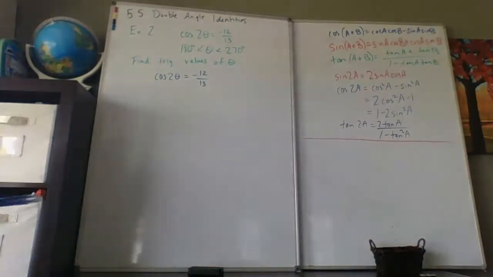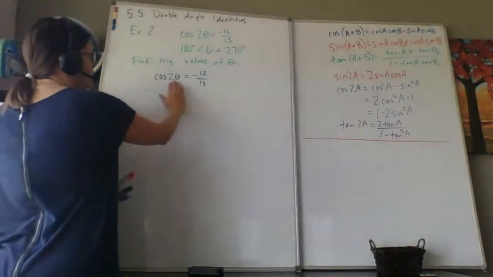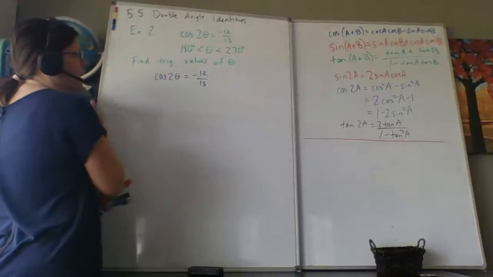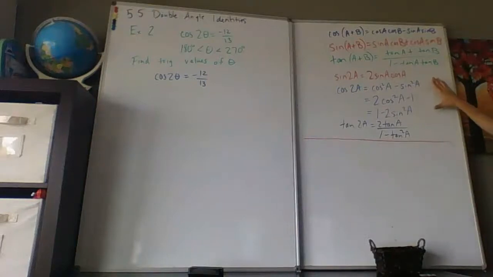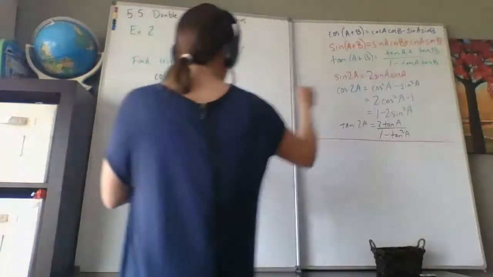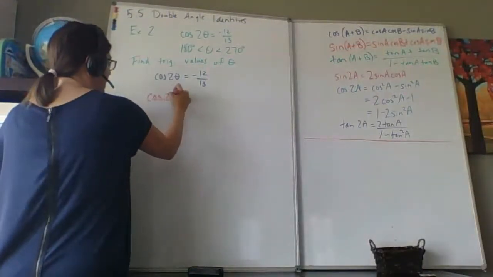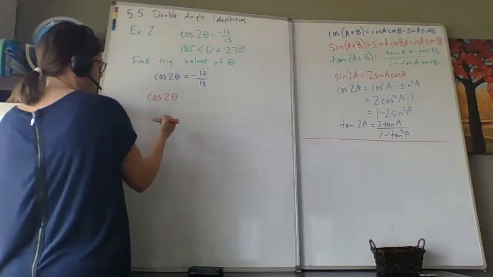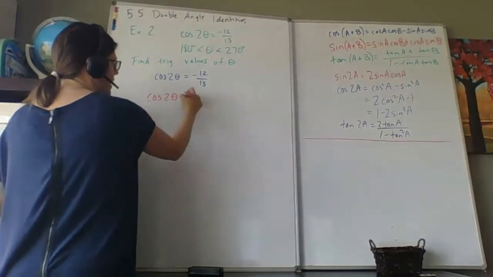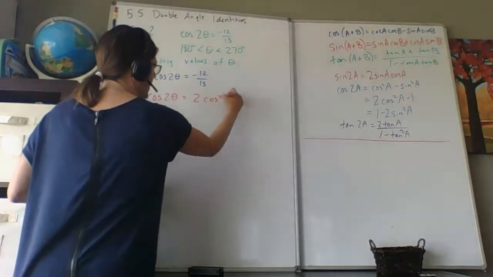Now we need to somehow relate this cosine of 2 theta with a function of theta alone. And that's where our double angle identities come in. This is a situation where we would not want to use the original because it has a sine of A and a cosine of A. So really, either one of these choices is a viable option. So I'm going to go ahead and just write down the cosine of 2 theta formula. So cosine of 2 theta, and I'll choose the middle one, the one with 2 cosine squared A minus 1. So cosine of 2 theta equals 2 cosine squared theta minus 1.